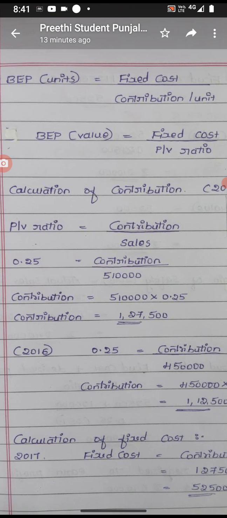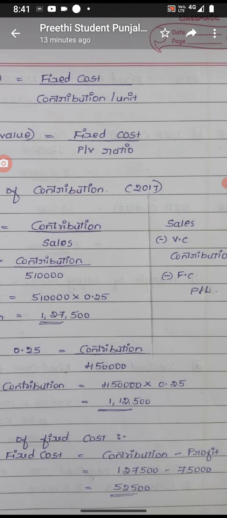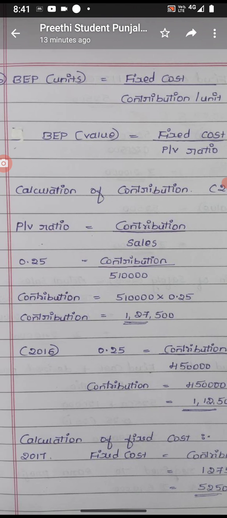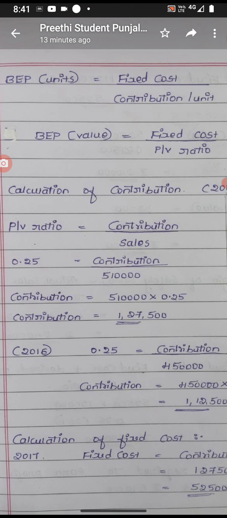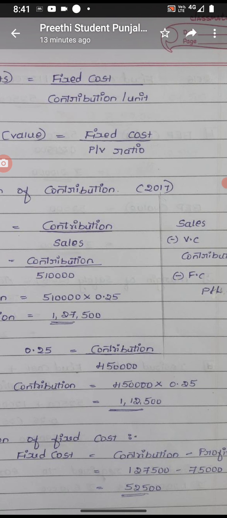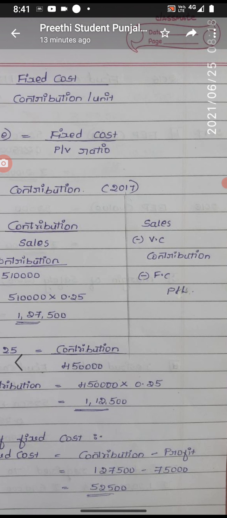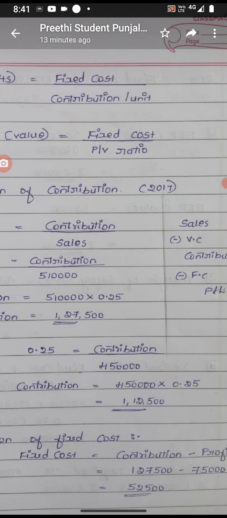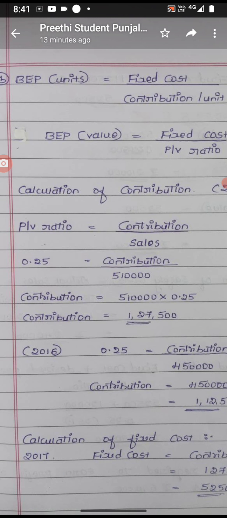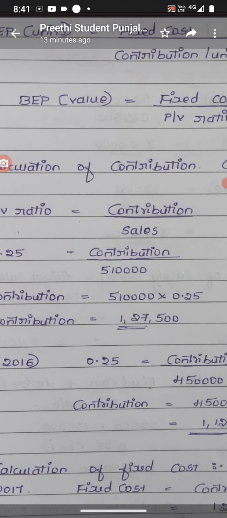So we have now PV ratio, correct? So how to calculate contribution? You all know it. PV ratio is equal to contribution by sales per unit or contribution by sales. That way also you can do. So now for 2017 they have asked contribution. Contribution we don't know. PV ratio is 0.25. Now 2017 I am calculating.